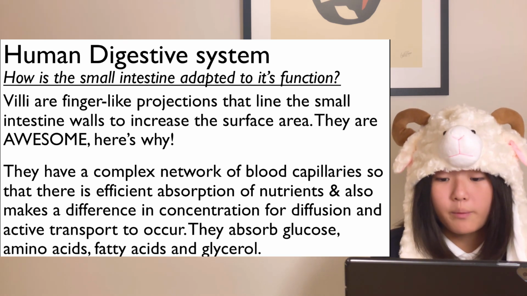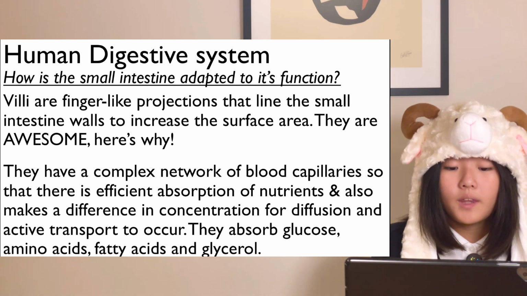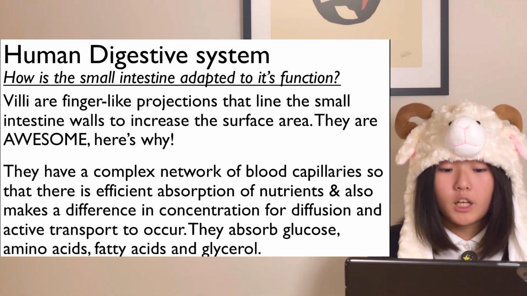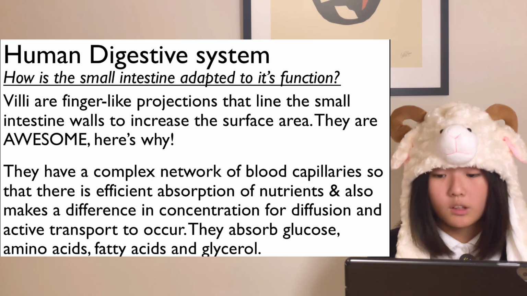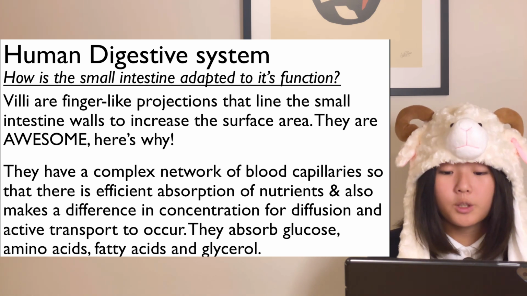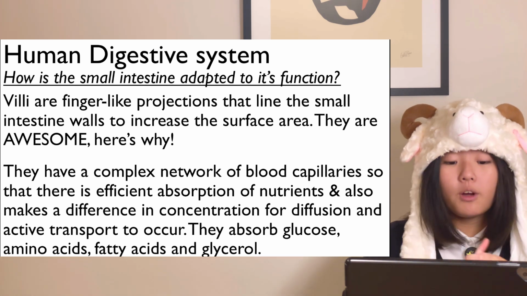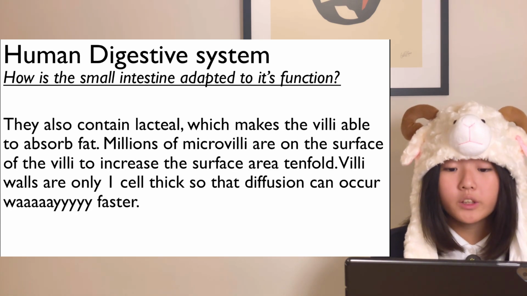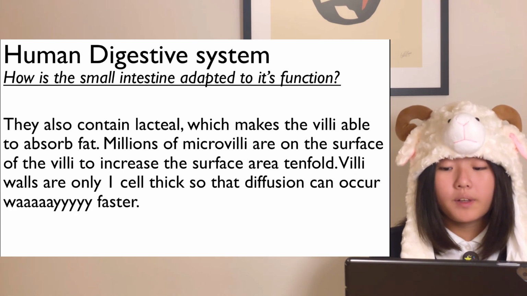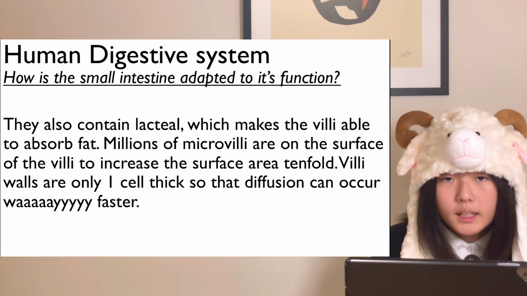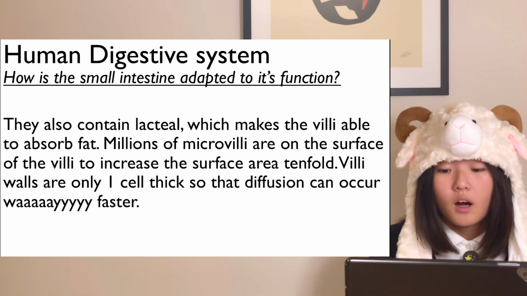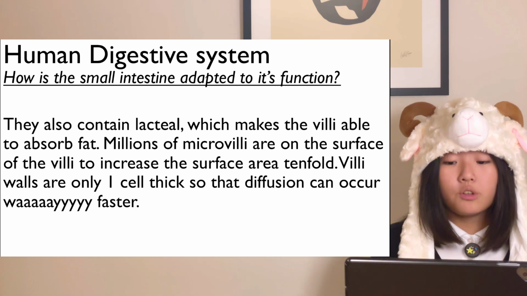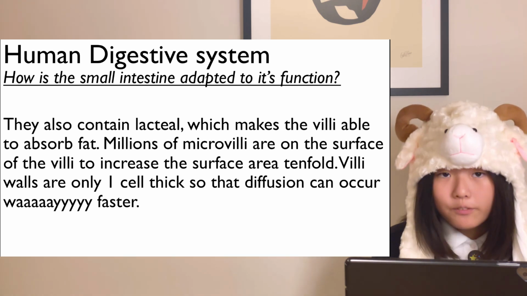They have a complex network of blood capillaries so that they can efficiently absorb nutrients and also make a difference in concentration for diffusion and active transport to occur. They absorb glucose, amino acids, fatty acids, and glycerol. They also contain a lacteal, which makes the villi able to absorb fat. Millions and millions of microvilli are on the surface of the villi to increase the surface area tenfold.